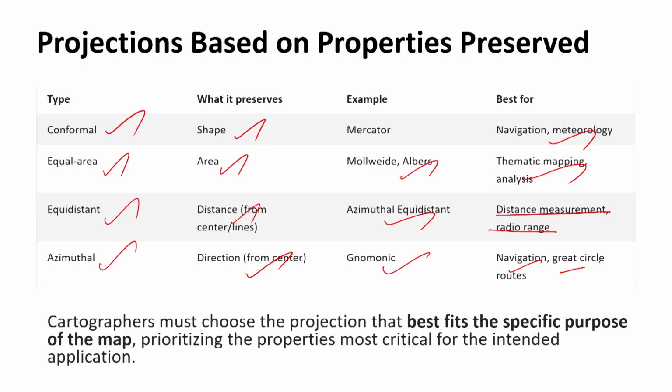One more thing: being a cartographer, you have to have a clear understanding of which projection system to use. You have to ensure that it best fits the specific purpose of the map. When I say specific purpose, you have to see whether it is shape-specific, area-specific, distance-specific or direction-specific. Being a cartographer, you have to decide which distortion needs to be eliminated and which one needs to be retained.